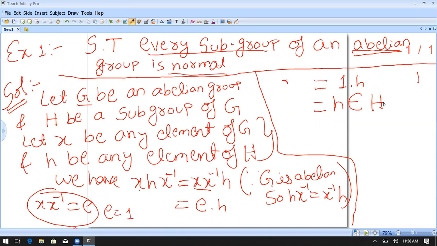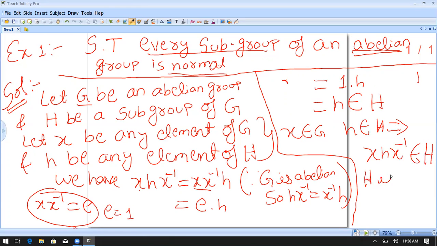Thus we can say that x belongs to G, and as usual h belongs to H. That implies x inverse belongs to H. Hence we can say that H is a normal subgroup of G. Here is your final answer.